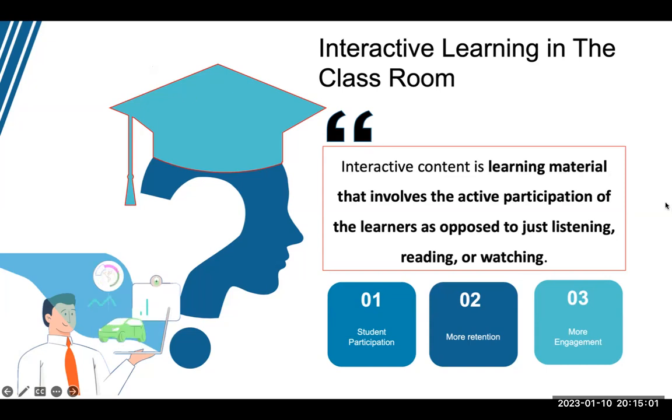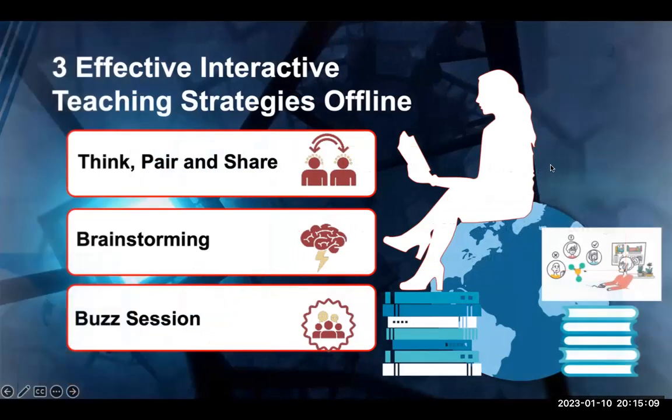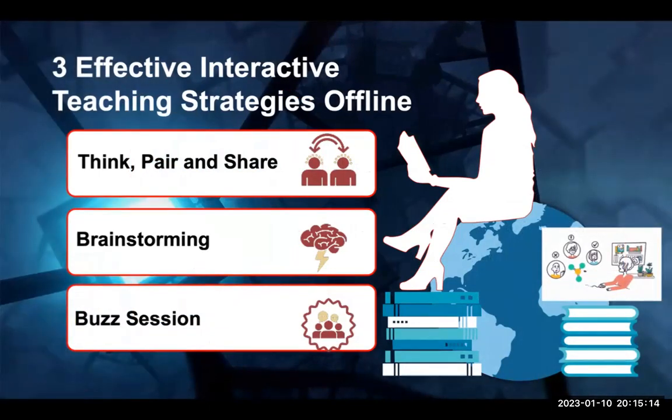Okay, fine. I'm going to continue with some more suggestions. Here I have some suggestions for you on what kind of effective interactive teaching strategies there are offline. There are 3 effective interactive teaching strategies offline which you can prepare in your classroom. The first one is think, pair, and share. How do you describe think, pair, and share?